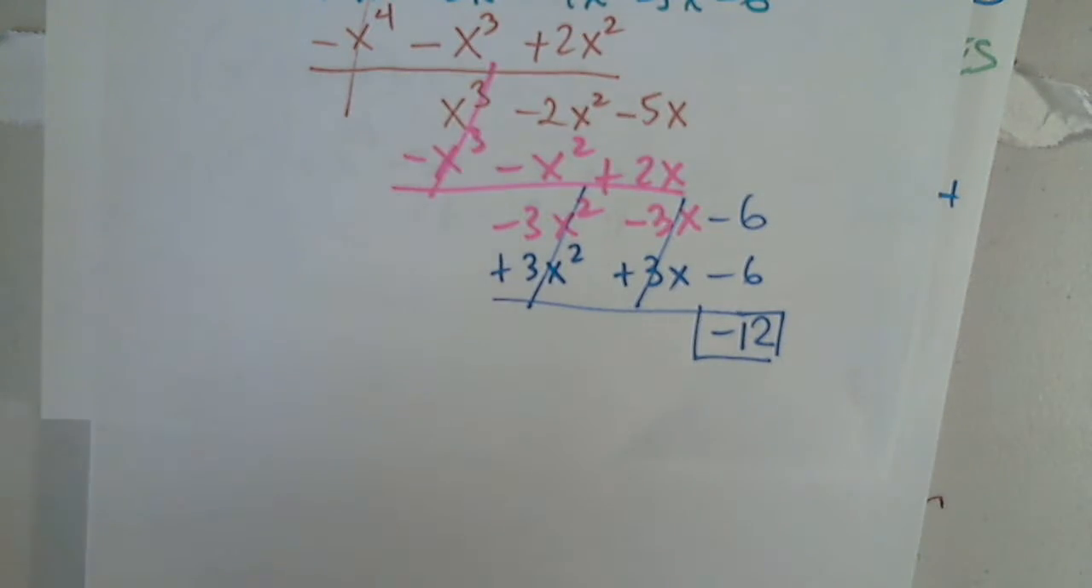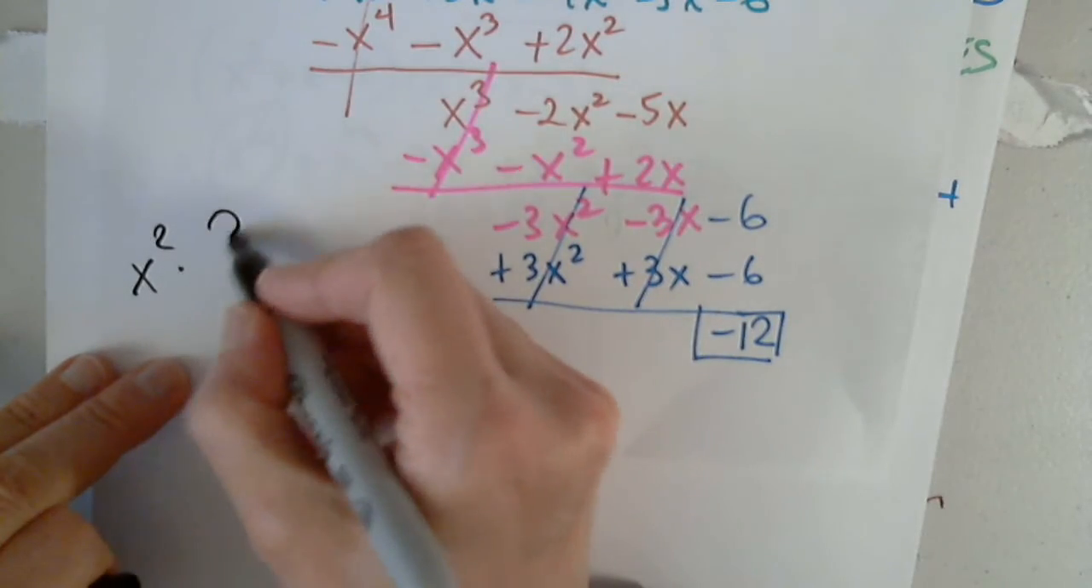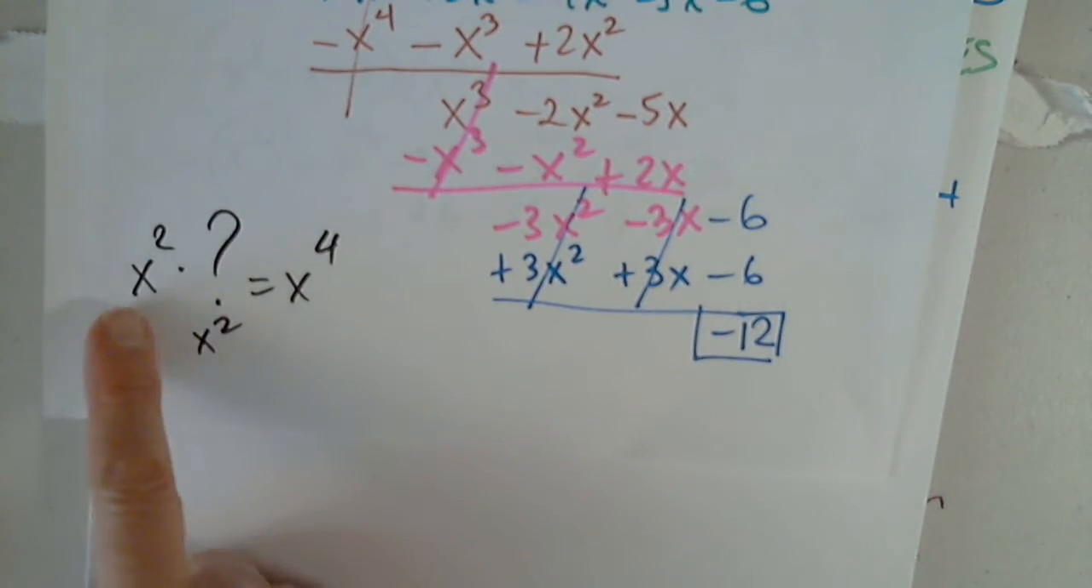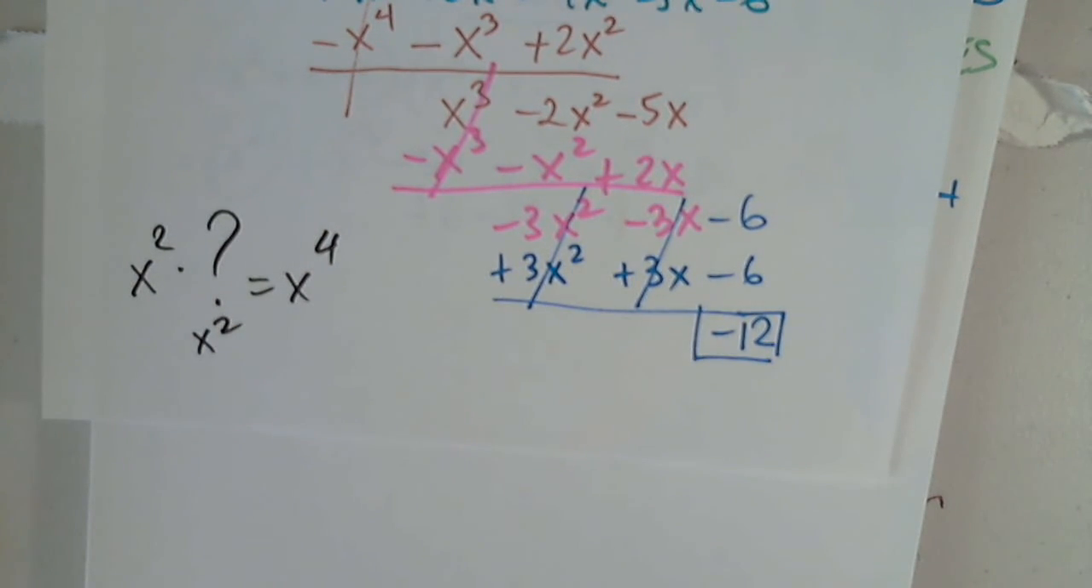So I'm asking myself, x squared multiplied by what is x to the fourth? So the answer must be x squared because I copy the base and add the exponents. So that's how I get the x squared at the top. Okay, I do understand that.